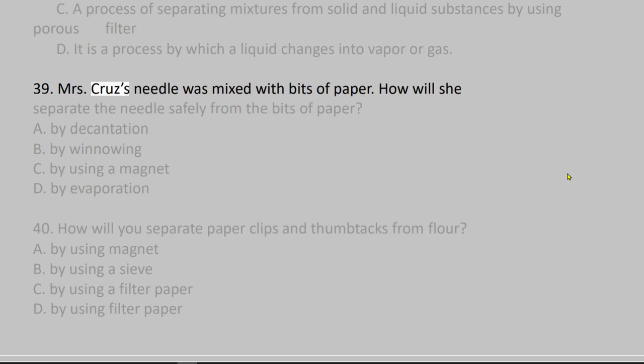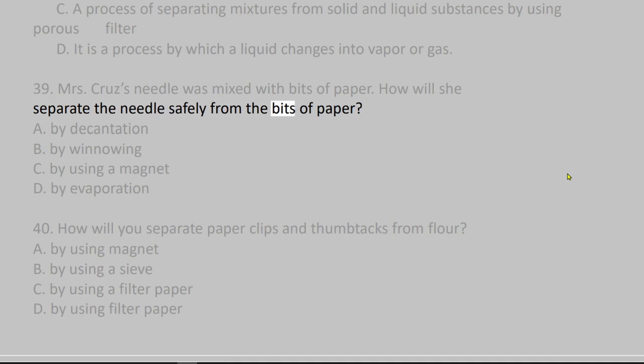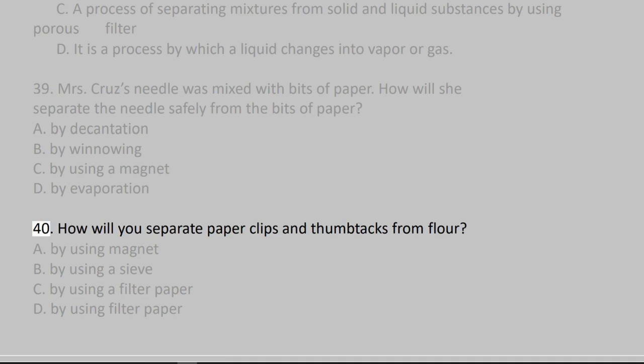39. Mrs. Cruz's needle was mixed with bits of paper. How will she separate the needle safely from the bits of paper? A. By decantation. B. By winnowing. C. By using a magnet. D. By evaporation. 40. How will you separate paper clips and thumbtacks from flour? A. By using magnet. B. By using a sieve. C. By using a filter paper. D. By using filter paper.